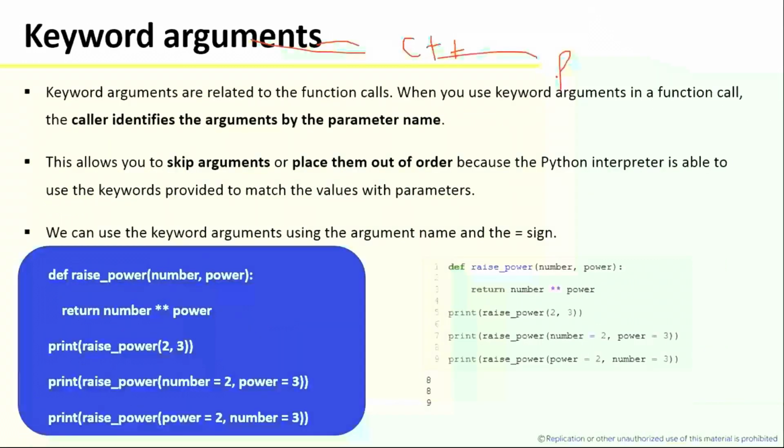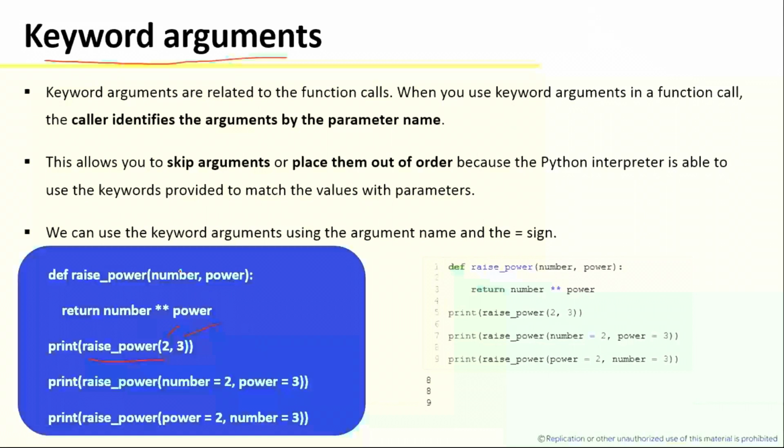Okay, now the second kind of arguments are called keyword arguments. This is also very, very important. Now look at this example carefully, Andy. Here, what are my actual arguments and formal arguments in the function? My function name is raise underscore power, and 2 and 3, shall I call them actual arguments?